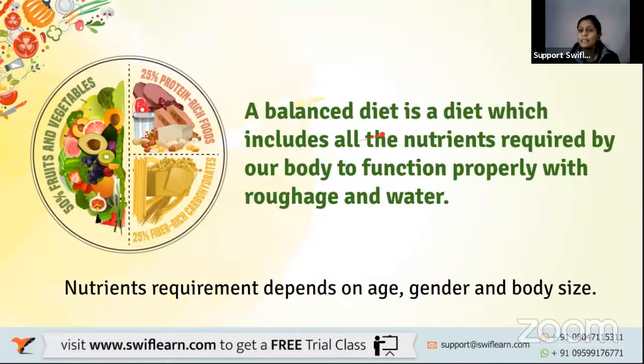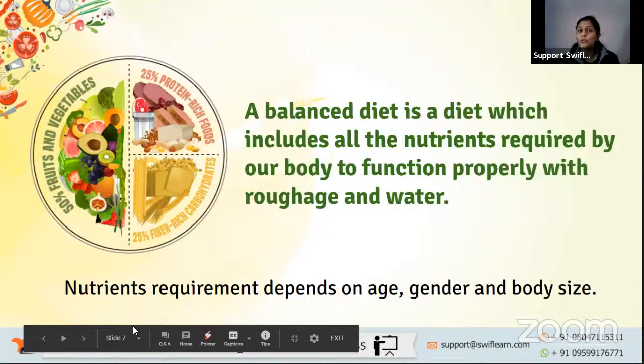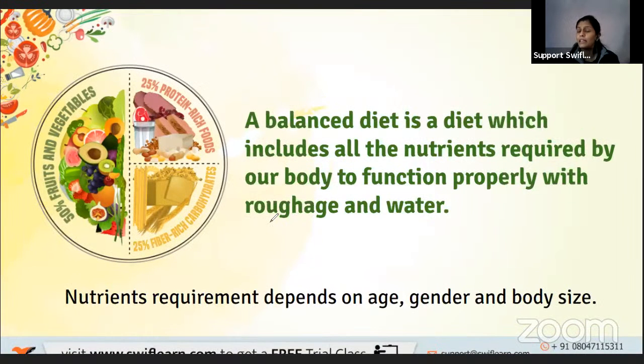A balanced diet is a diet which includes all the nutrients required by our body to function properly along with roughage and water. These are the key nutrients that are most important. If you talk about a balanced diet and say that there is nothing else except vitamins, proteins, minerals, carbohydrates and fats, you are wrong. You need roughage and water also along with the nutrients, because they help in the absorption of the nutrients properly and the removal of waste from your body.